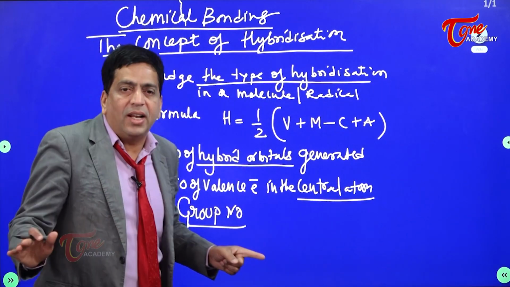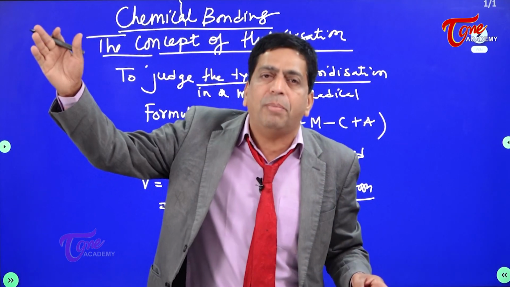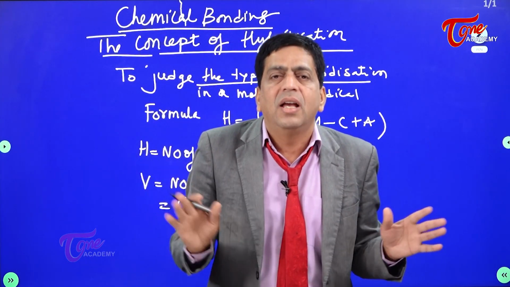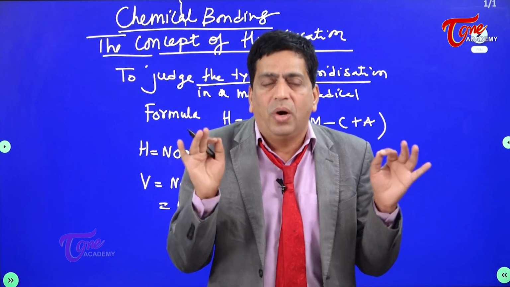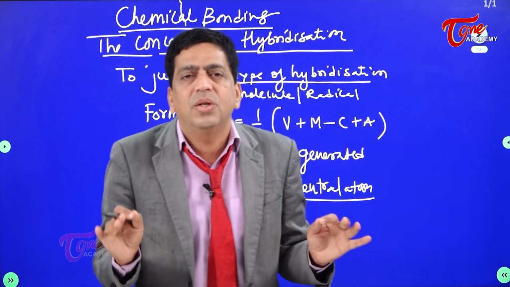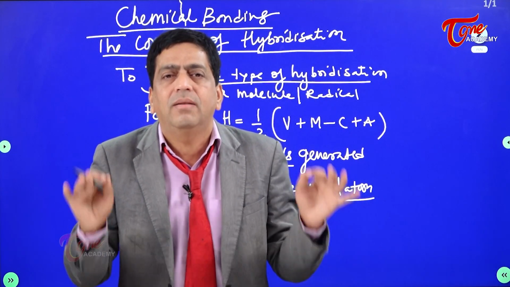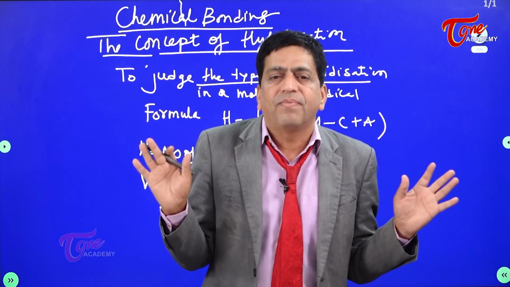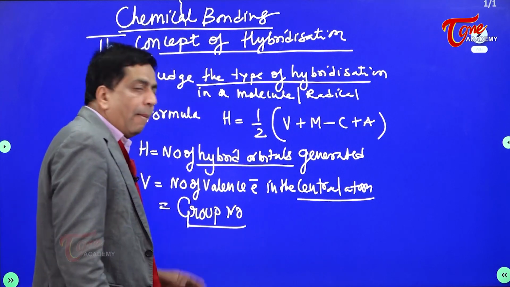So V is not valency. Valency is the combining capacity of an element. Don't mix it up with this. V is the number of valence electrons that are present in the central atom where the hybridization is taking place. Must understand. Otherwise it is called the group number.